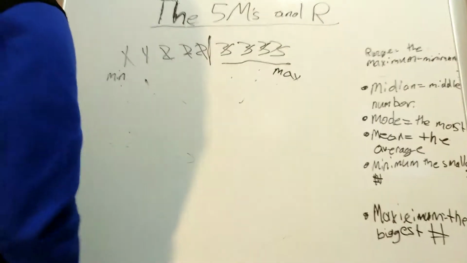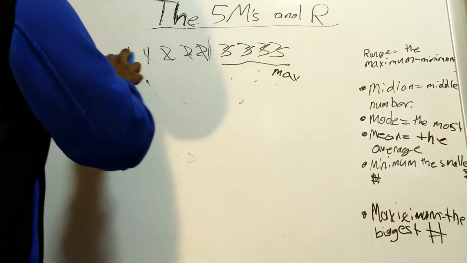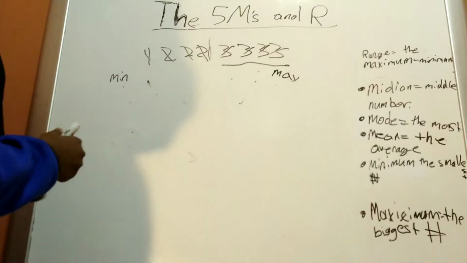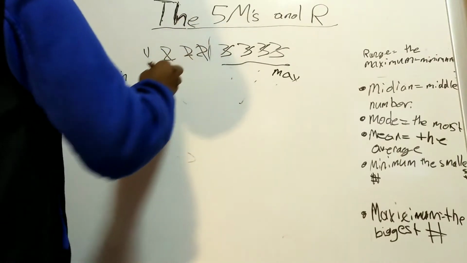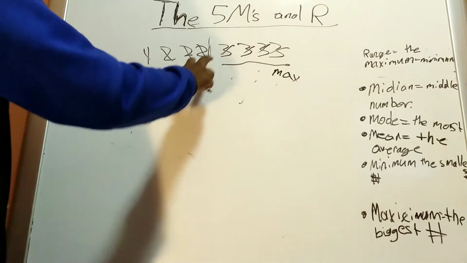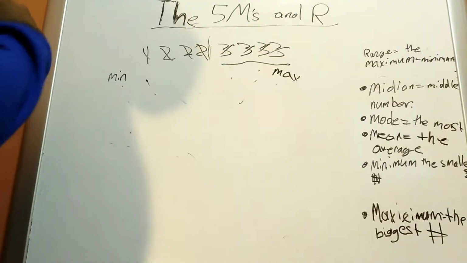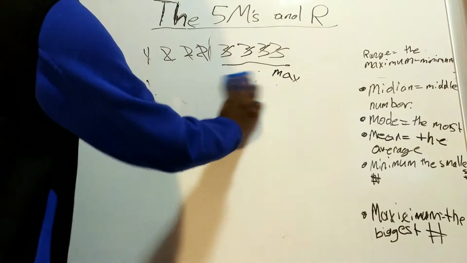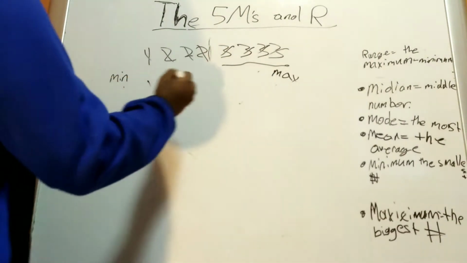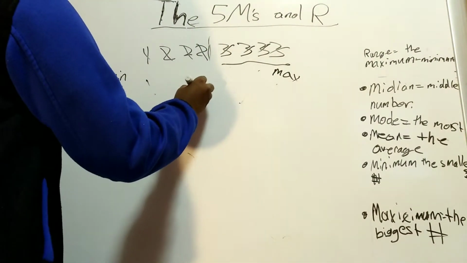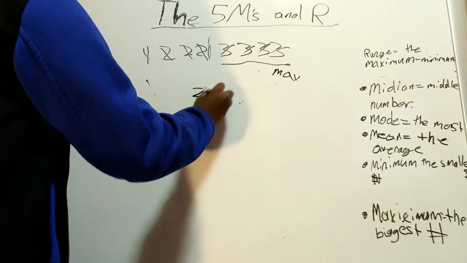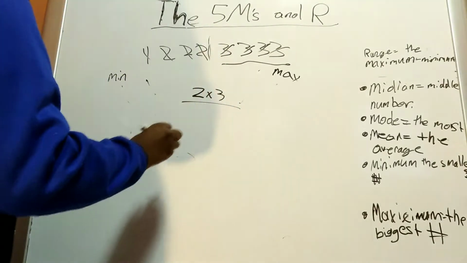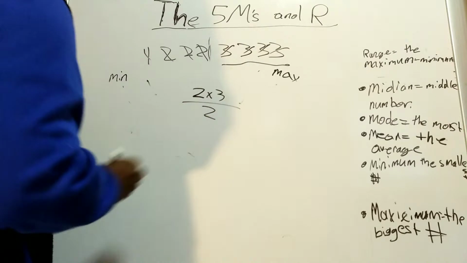Wait, never mind. I actually don't have any even amount of numbers. But if I did, like I do right now, since I erased that 1, this is what you would do. Since these are the two numbers closest to the middle, you would add 2 plus 3 divided by a half, or 2. So 5 divided by a half.